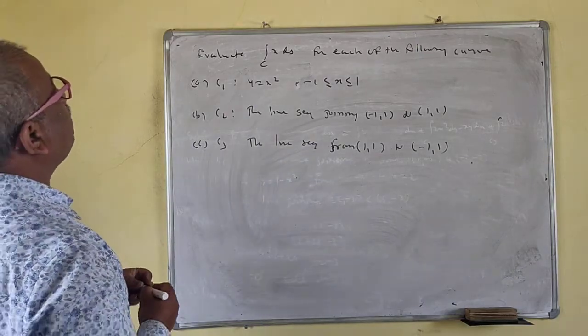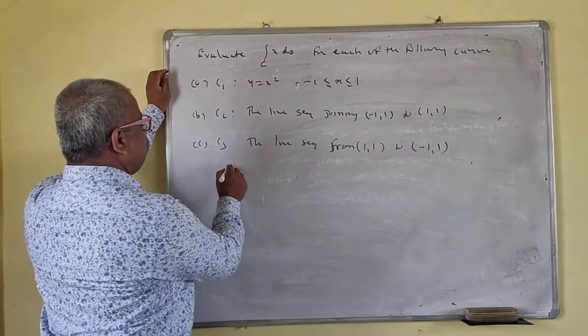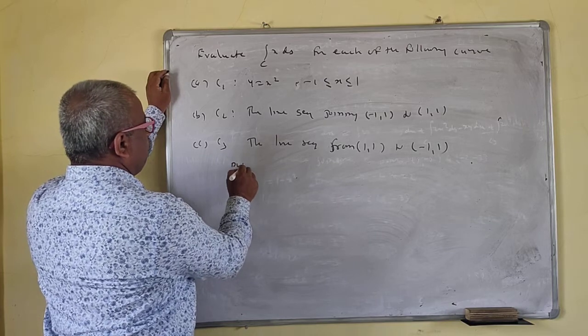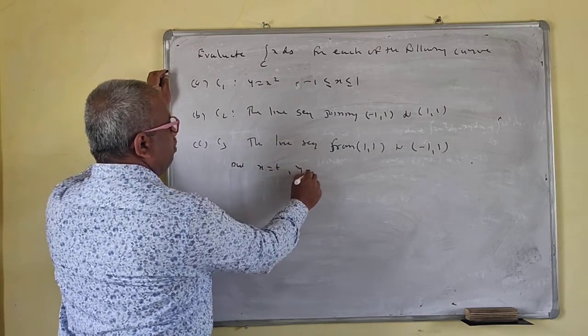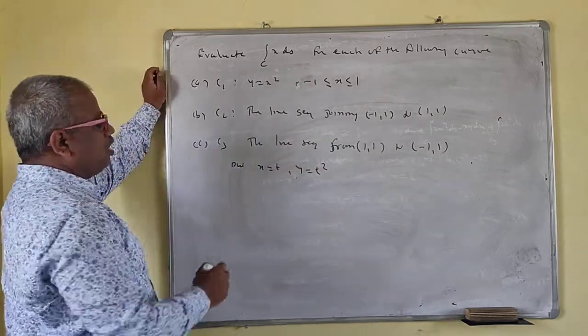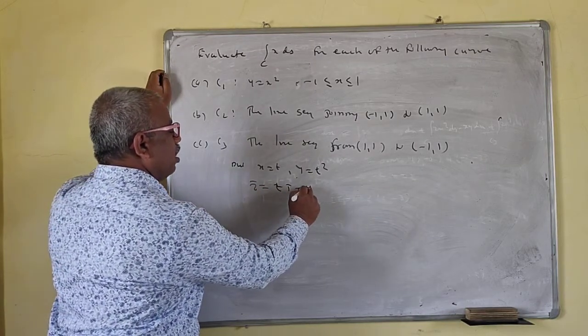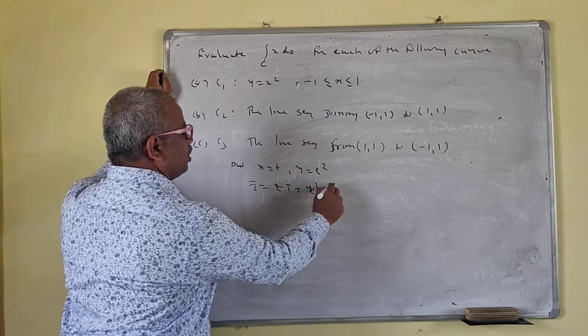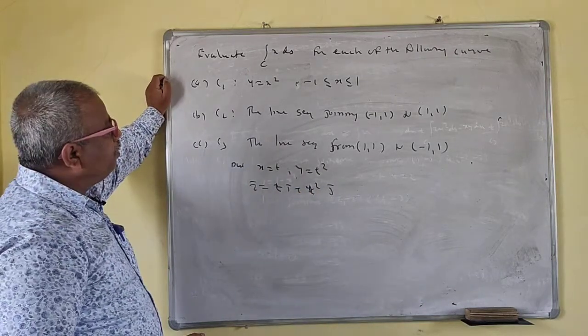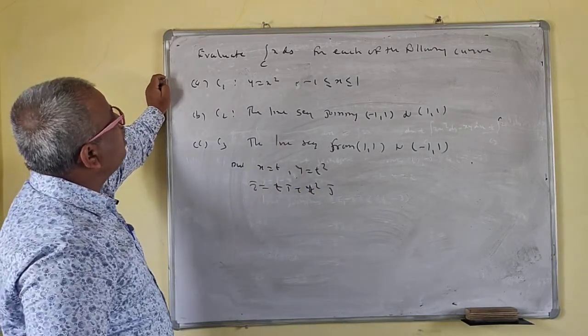So now you have x ds there. For the first one you have to put x equal to t, so y will be t square. Now your r bar is t i bar plus t square j bar. You can find v bar now. Now what is the range of t here?